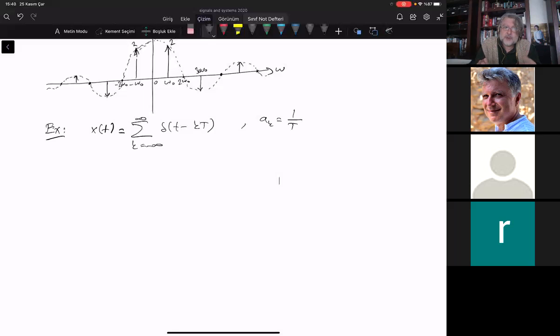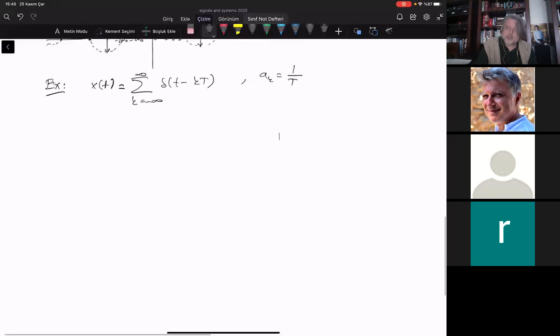So they were constant values for all harmonics. The Fourier series coefficients just did not change. If you don't remember this, you may go back and watch the related lecture again. So the a_k's are 1 over capital T. Then what is the Fourier transform? By the way, what is omega 0? Omega 0 is 2 pi over capital T, of course. That's the fundamental frequency.